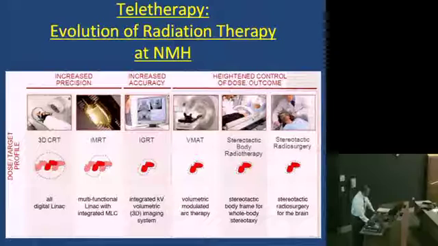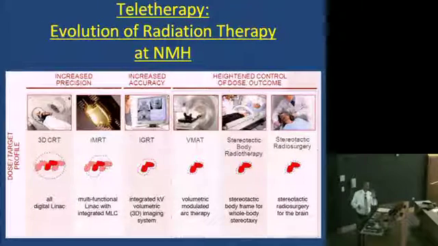Over the past 3 decades, radiation has evolved from 2-dimensional treatment to 3-dimensional radiation treatment, or intensity modulation radiation therapy, which essentially tailors the radiation beam and the radiation fluence to target the tumor and decrease radiation to the surrounding tissue.